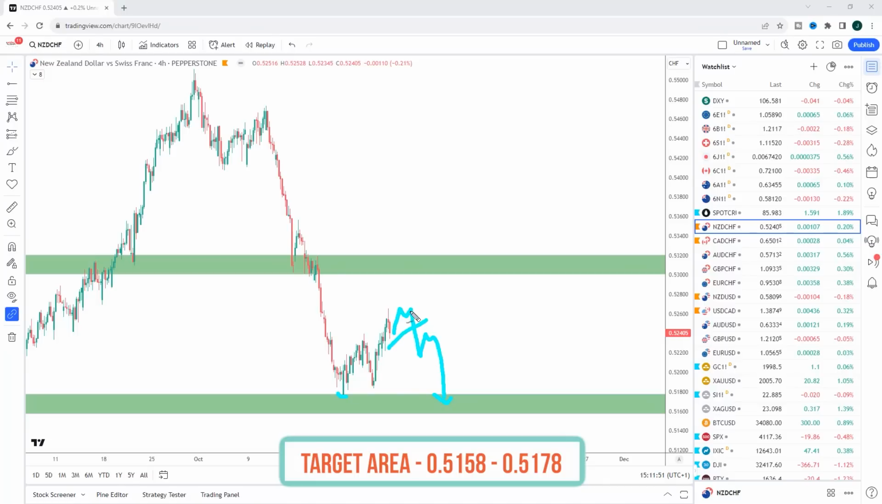But if we continue higher, just like last week, and we pull all the way back and we retest the low over here, and we test the 0.53100 area, this is the second place next week I'd be looking for a near-term short in New Zealand franc.